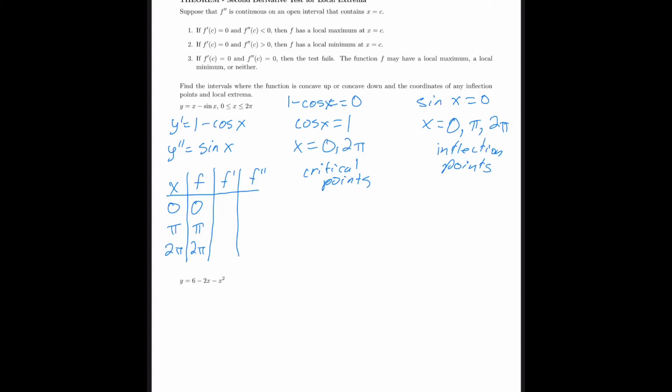f prime at these points, well, f prime at 0 and 2 pi is 0. And at pi, it would be 2. And f double prime is 0 at all of these.